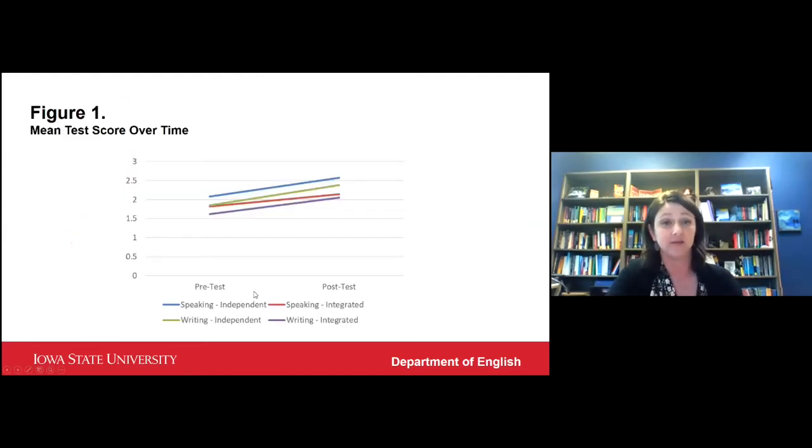Okay. This graph shows simply their change in TOEFL scores over time for the 2 modes, speaking and writing, and the 2 task types, independent and integrated. And so what this shows is that from the pre-test to the post-test, their scores did increase. It also shows that these are fairly low-level learners. You can see the TOEFL scores here going up to about 2.5.